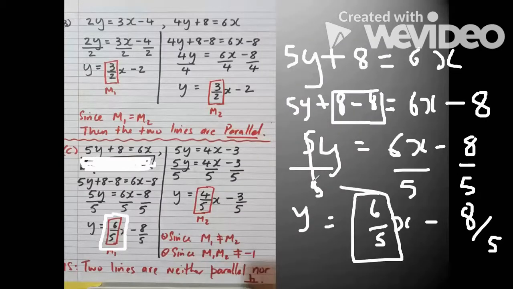Right, so they're not equal, and when you multiply these two numbers, you don't get -1. And you don't have to even multiply them because you realize that these two numbers are two positive numbers. And when you multiply two positive numbers, there's no way you're going to get a negative one. So, based on our observation, these two lines are neither parallel nor perpendicular.